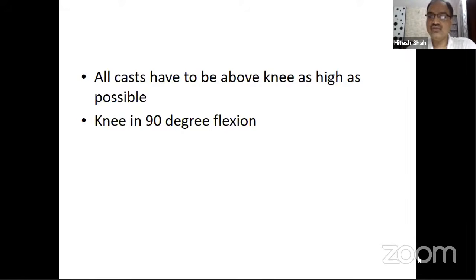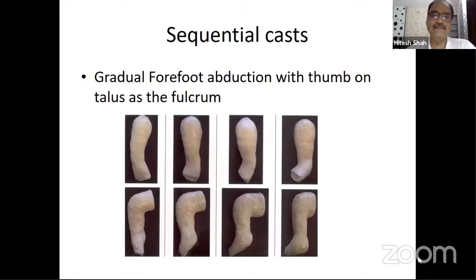If we are treating an older kid, we can keep the knee in less flexion, around 40 to 60 degrees, in order to make the child walk with the knee in less flexion. If we keep the knee in 90 degrees of flexion, the child cannot walk on that. So these are the sequential casts.